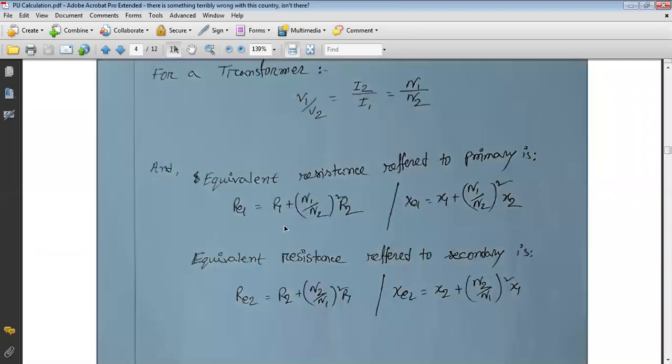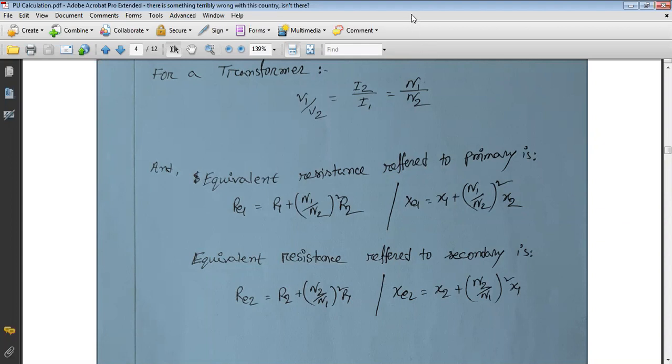There are several transformers connected, and we know that the primary side resistance value of the transformer and secondary side resistance value of the transformer are not same. So if I want to convert the resistance value from primary to secondary or secondary to primary, we have to use this kind of equation to convert our resistance from primary to secondary or secondary to primary whenever we draw an equivalent circuit of transformer.